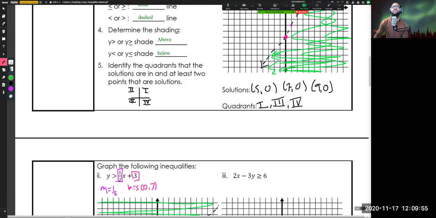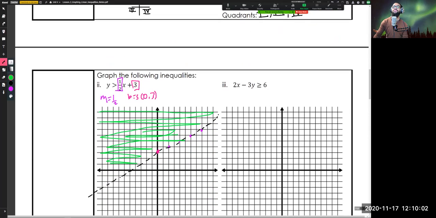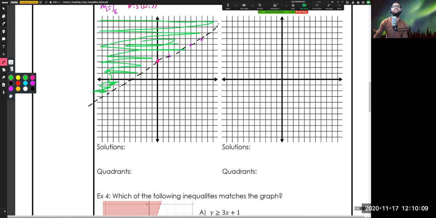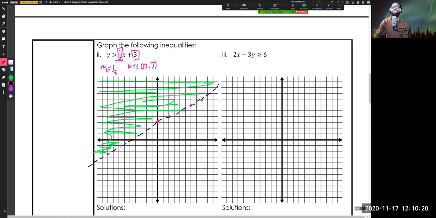And then finally, we're going to identify the quadrants that the solutions are in and at least 2 points that are solutions. So what quadrants are covered? Let's not forget this part down here. We've got quadrants 1, 2, and 3, okay? Those are all covered. And then let's pick 2 random points. I'm going to pick this point here, this point here, and this point here.